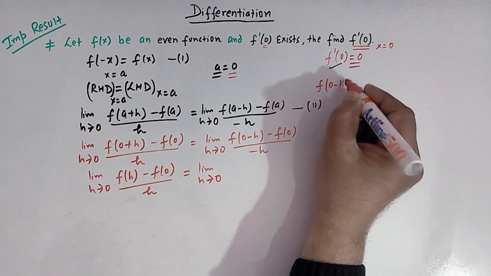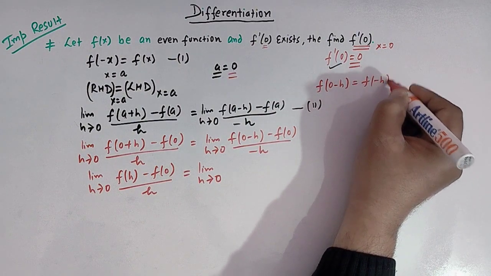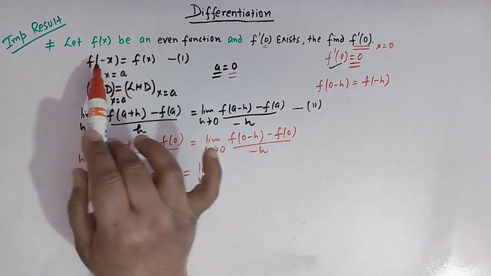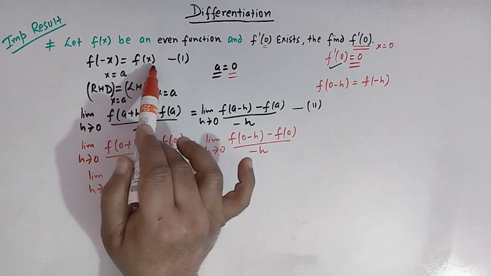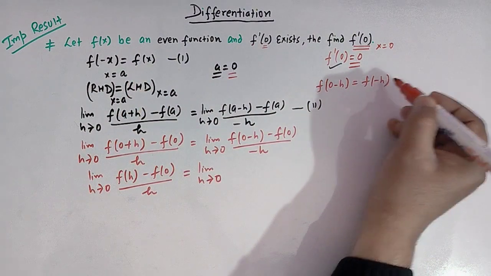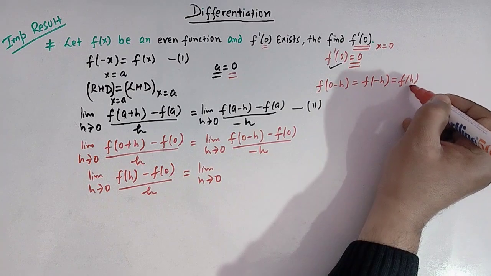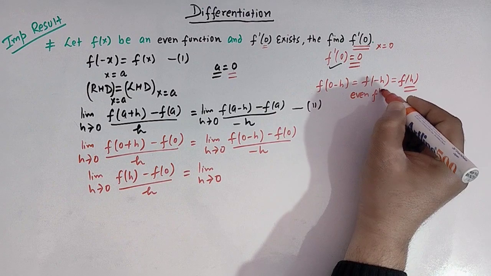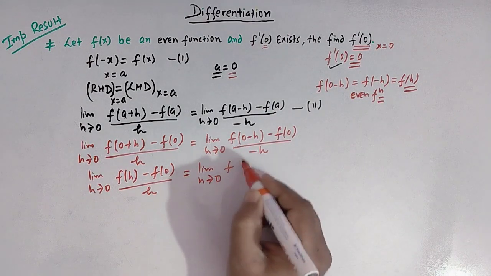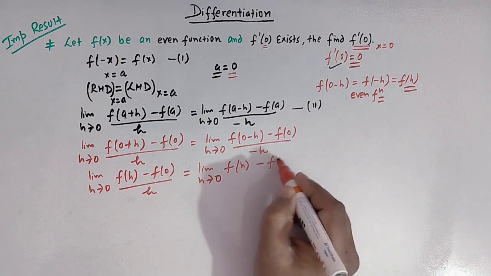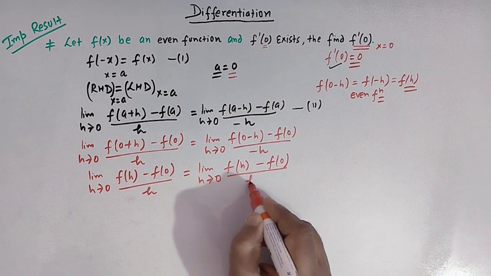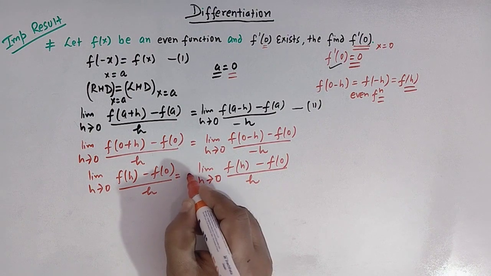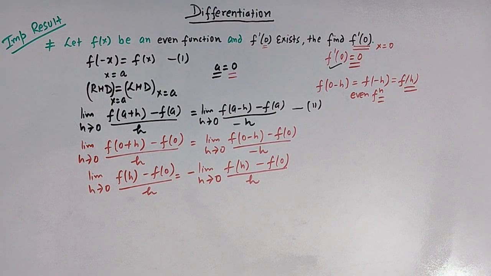Now see, here we have f of 0 minus h. Now see, f of 0 minus h is equal to f of minus h. And now since f of x is an even function, so f of minus x is equal to f of x. So f of minus h must be equal to f of h, right? Due to the property of even function, right? So here we have f of h, and here we have f of 0, and here we have h, and we can take this negative sign in front of the limit notation, right?